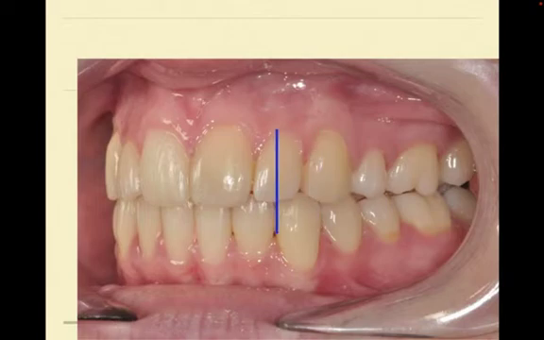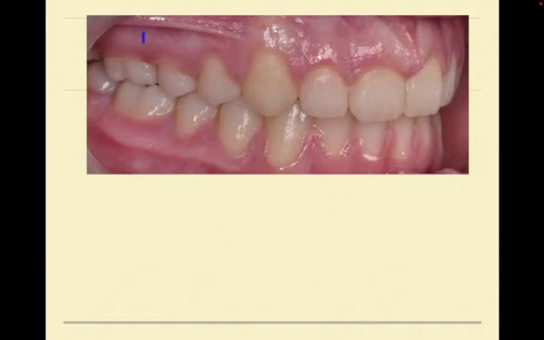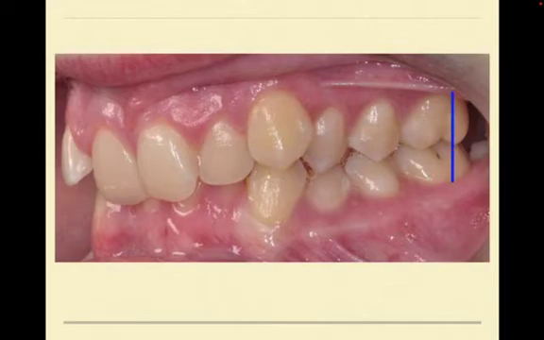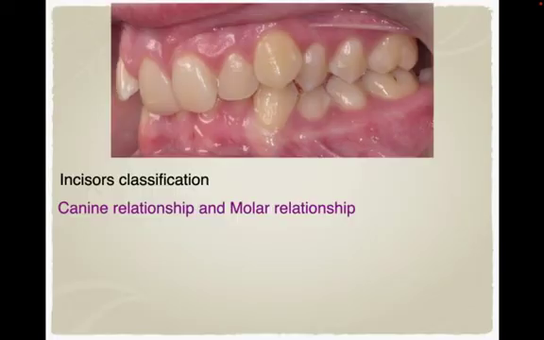So here is a class 2 where the whole movement has happened into class 2. And here, if it's moved only half the distance, it's only cusp to cusp, we call it half unit class 2. And if it's moved 3/4 of the distance, we call it a 3/4 unit class 2. Same as in the molars, here it's called class 1, if it's moved until here it's called class 2, as we can see, and if it's moved half of the distance and we have cusp to cusp, we call it a half unit class 2.